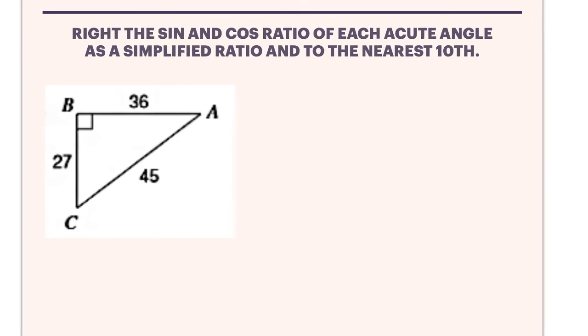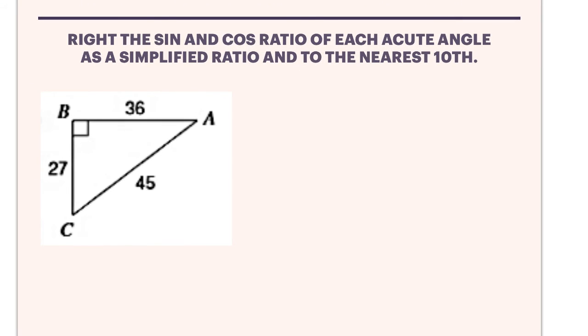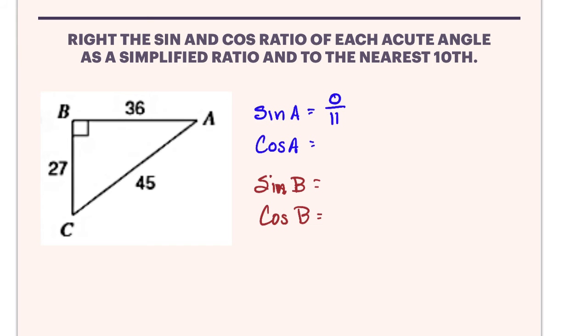This example is the same thing, except it says round it to the nearest tenth, so you're going to need to get your calculator out for this. So sine of A, cosine of A, sine of B, and cosine of B. It's important to remember what the ratios are. Sine is opposite over hypotenuse, cosine is adjacent over hypotenuse. So when you go sine A, just go opposite over the hypotenuse. Hypotenuse, remember, is always across from the right angle. So you know that's going to be the denominator for both of these right away.